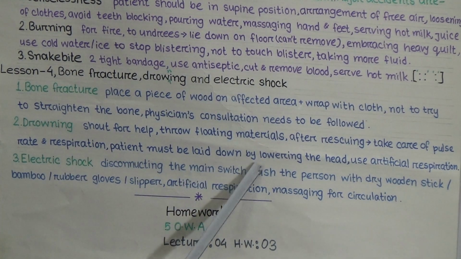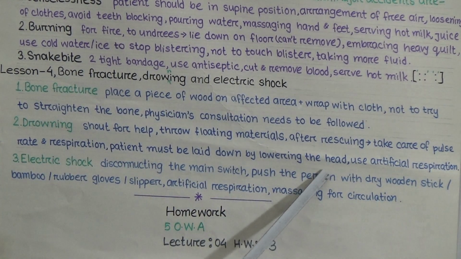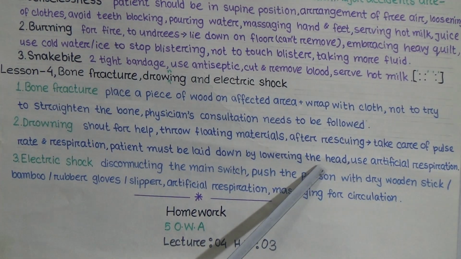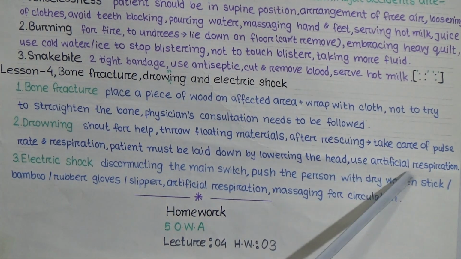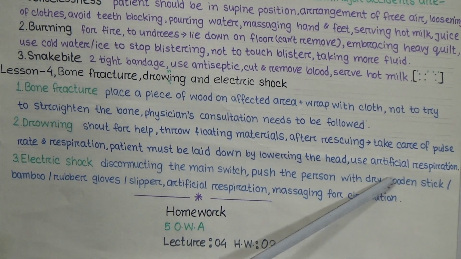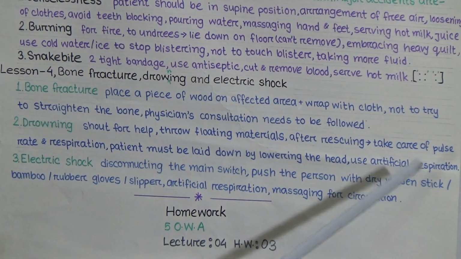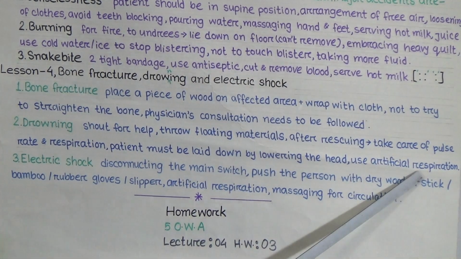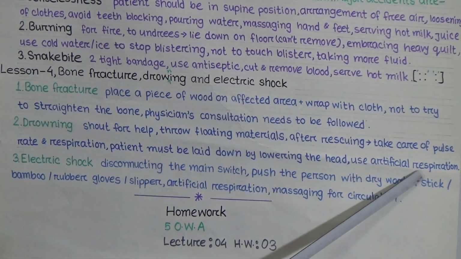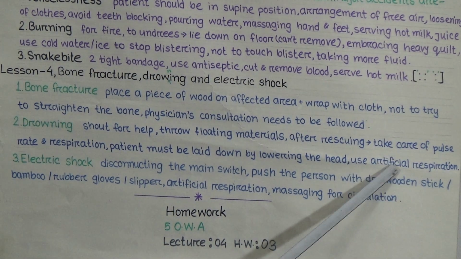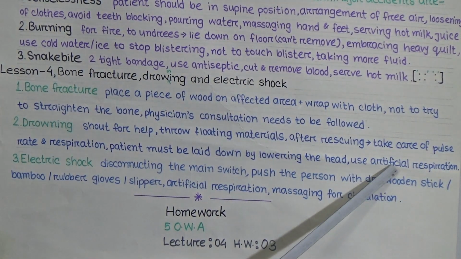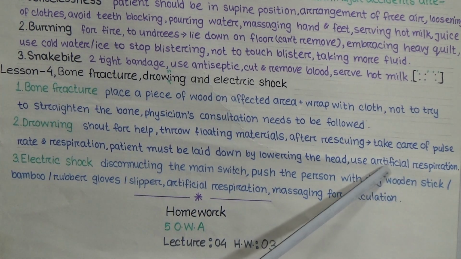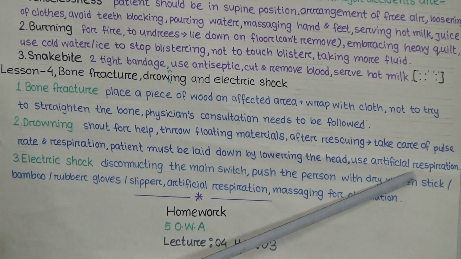The patient must be laid down by lowering the head. So for a drowning person, the head must be in a lower position. Use artificial respiration. In a drowning situation, artificial respiration is a must, because the person may have drunk water while drowning. So we have to ensure respiration. If he can't breathe on his own, we have to provide artificial respiration.